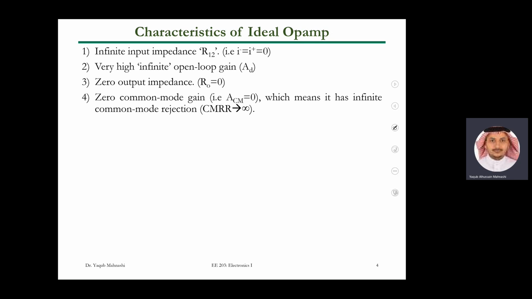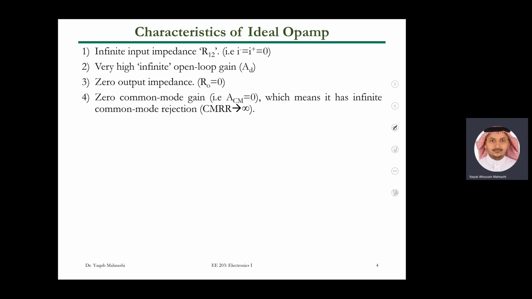We just ignore it and use this one. And then it means the common mode rejection ratio is infinite. What we mean by common mode rejection ratio: if you have two signals, they have noise between them. You want to take the noise completely out. To do that, you want to have the common mode equal to zero.